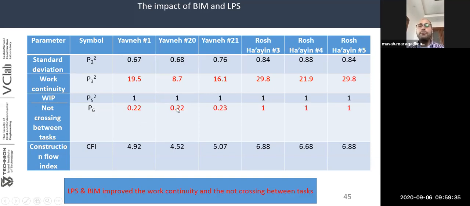In Yavne 1 and 20, it's 0.22. It increased significantly to 1 in the Rosh Ha'ayin projects, which means that it increased 5 times more. And the not crossing between tasks is very important because it represents that only one subcontractor worked in a location at a specific time. And this is a very important point because generally, if more than one contractor works in the same location, this affects the productivity of the subcontractors.